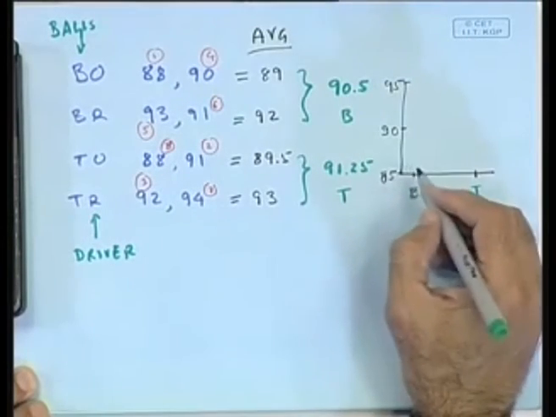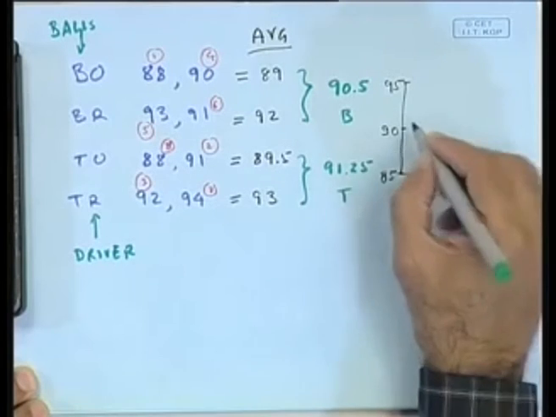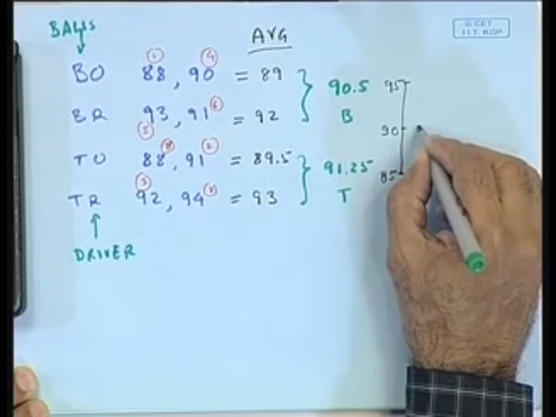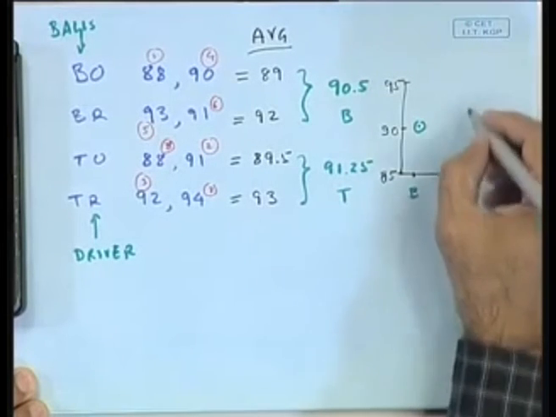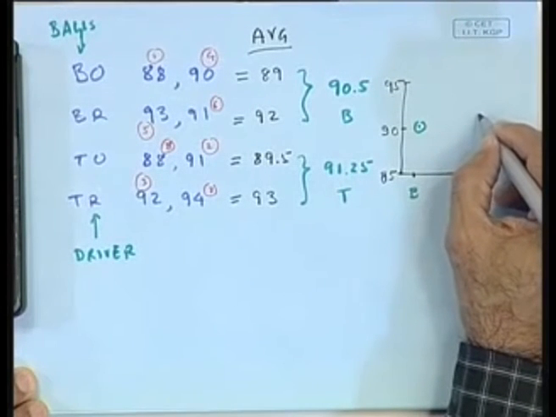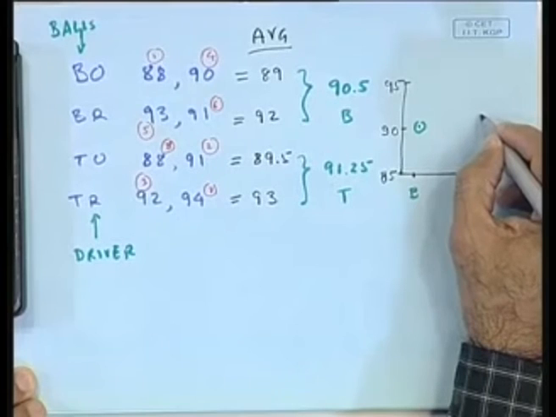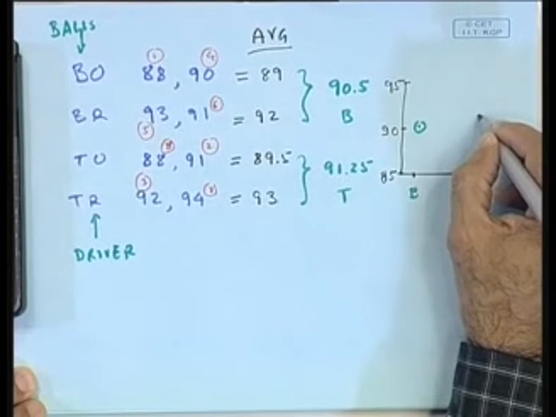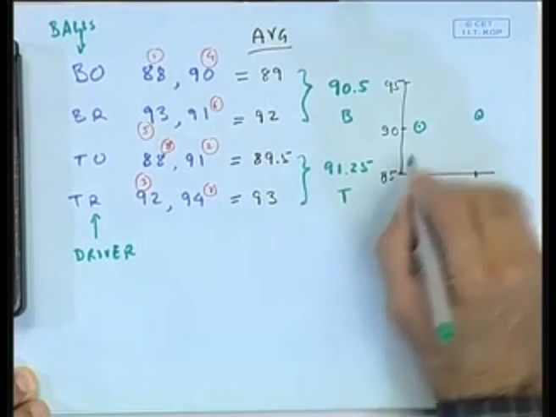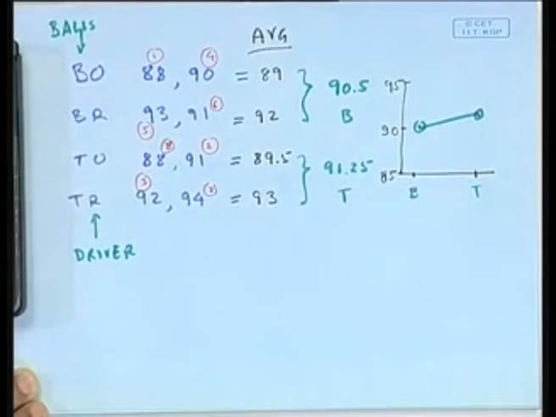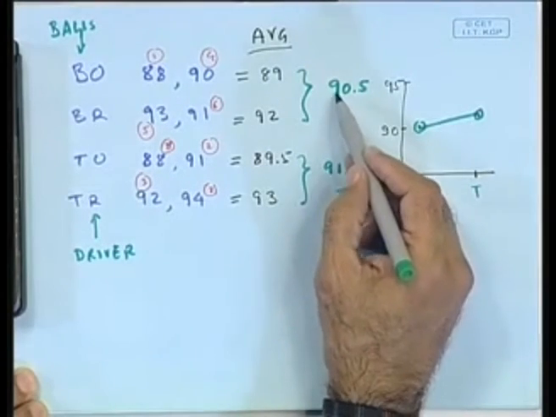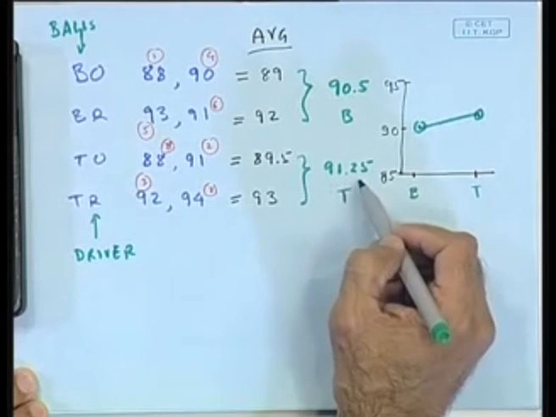What do I see now? I see the score of B to be 90.5, that's about here somewhere. Score of T is going to be 91.25, that's going to be somewhere here. If I join them, there's a slight rise. As you can see, there is a slight rise from 90.5 to 91.25.